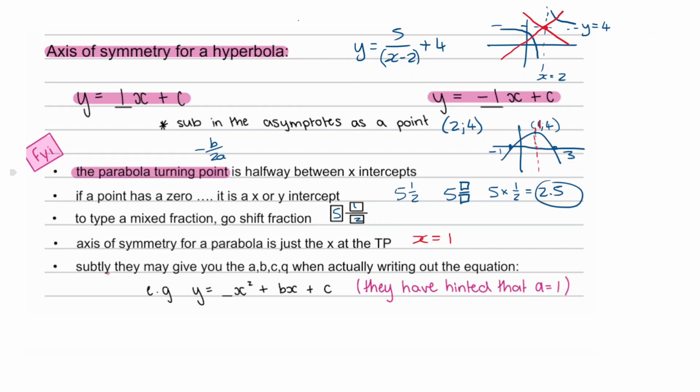And then subtly, they may give you the a, b, c, q when they're actually writing out the equation. So please just look out for that. You might have a big question for 20 marks that follows on from the very first one, and you were stuck because you thought this was still a plus ax squared plus bx plus c, but actually they had hinted to you by the way they wrote it that a is 1. So look out for that. It really does make a big difference all the way to cubic functions in matric.